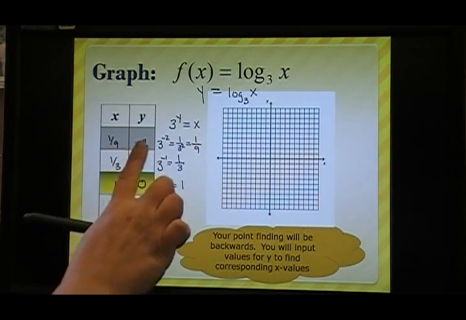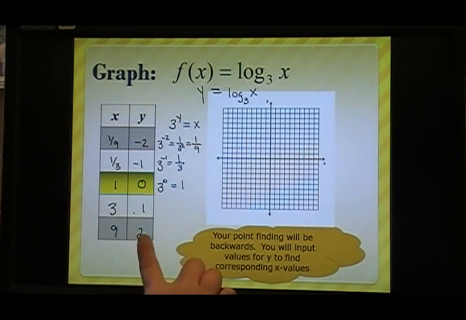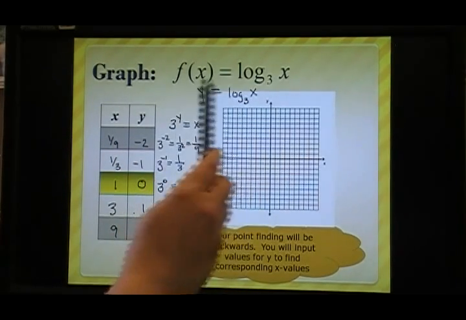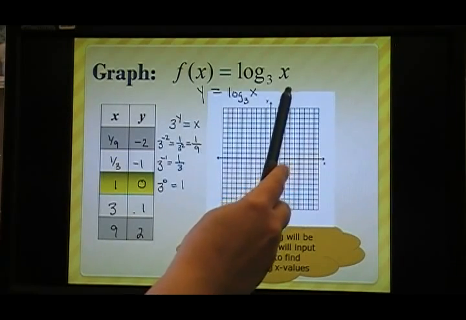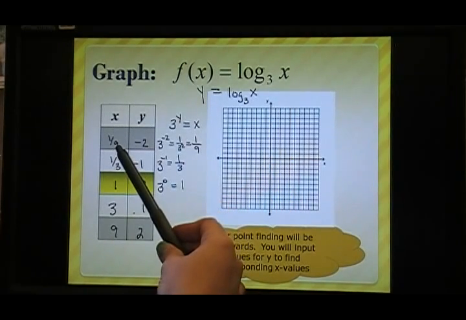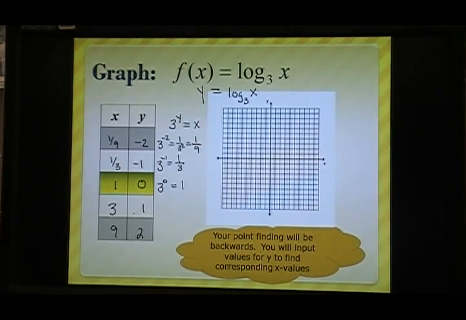And so now, these are my points that I can use to make the graph of this logarithmic function. So I have an ordered pair at 1/9, -2. So I write 1/9, down 2. Do the best I can here. Write 1/3, down 1. Write 1, up 0. Write 3, up 1. And write 9, up 2.